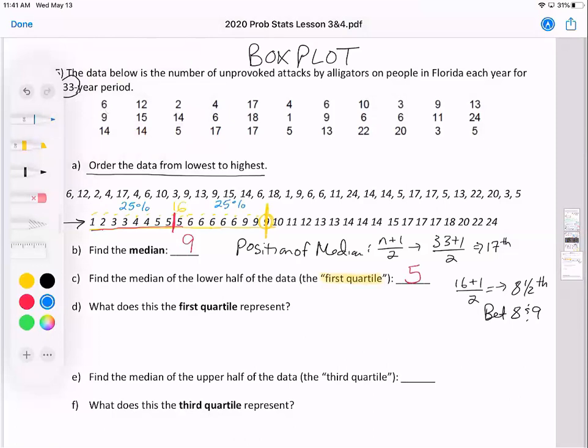Well, we'd say 25% of unprovoked alligator attacks in Florida have fewer than 5, or maybe I'll say 5 or less. Five or fewer attacks.